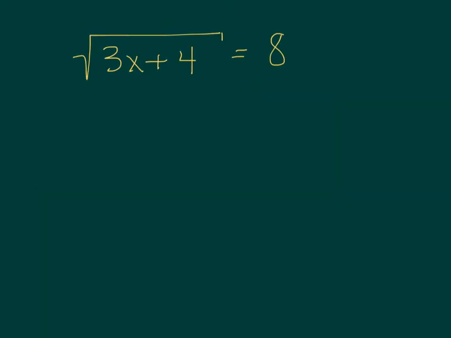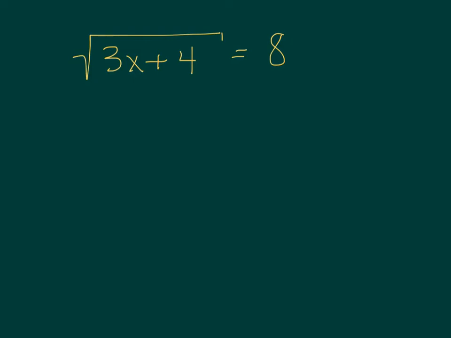Let's take a look at this one first. We've got the square root of 3x plus 4 equals 8. You'll notice that the radical is already isolated on the left side. There's nothing added or subtracted or multiplied out that I need to get rid of. It's isolated already. So we skip to step 2, which says apply the power rule.